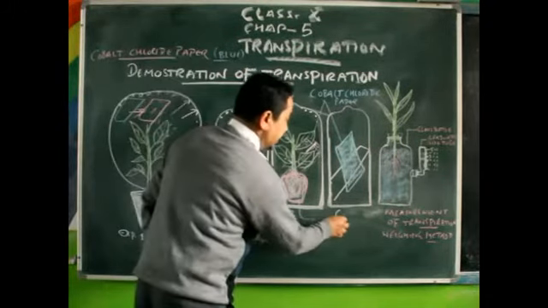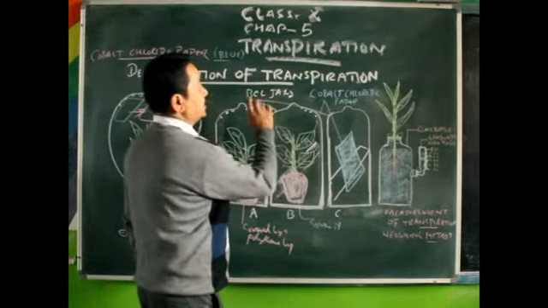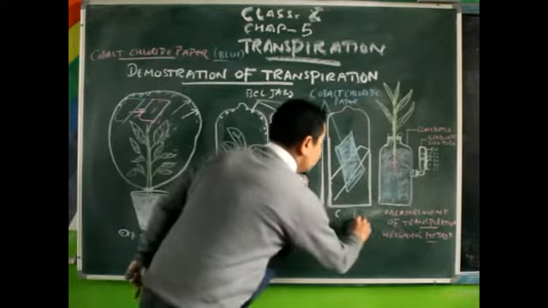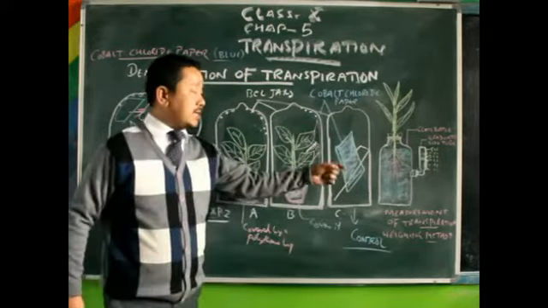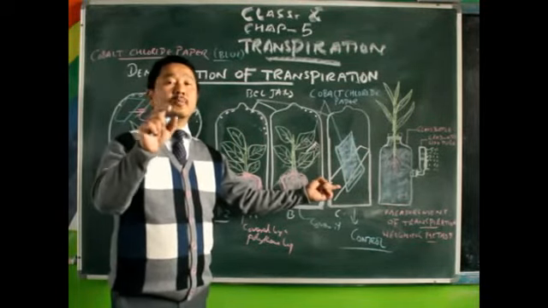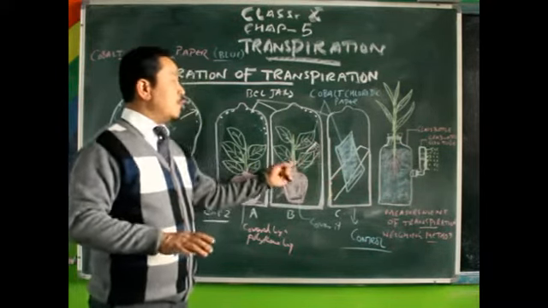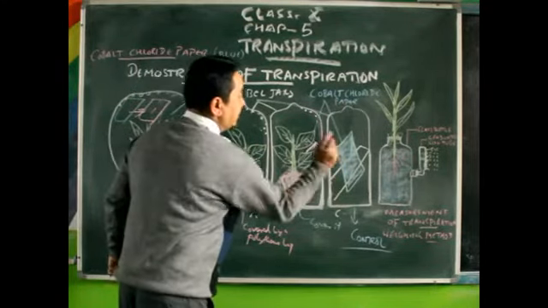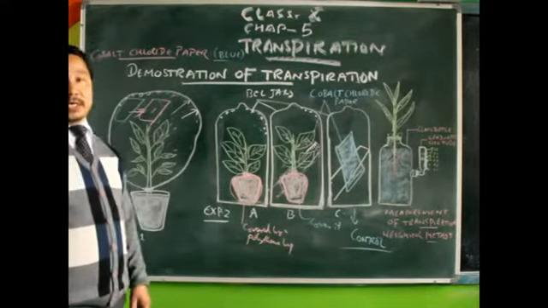Then setup C, as I have done here, only the bell jar is there, and the slide on which the cobalt chloride paper is kept. No plant. There is no plant. So this kind of experiment is called a control. It is called a control because here the control is the same setup but lacking one or two components. What it lacks is the plant. That's why only the slide and the paper are there. Okay, now keep these three setups A, B, C outside in the sun for some hours.